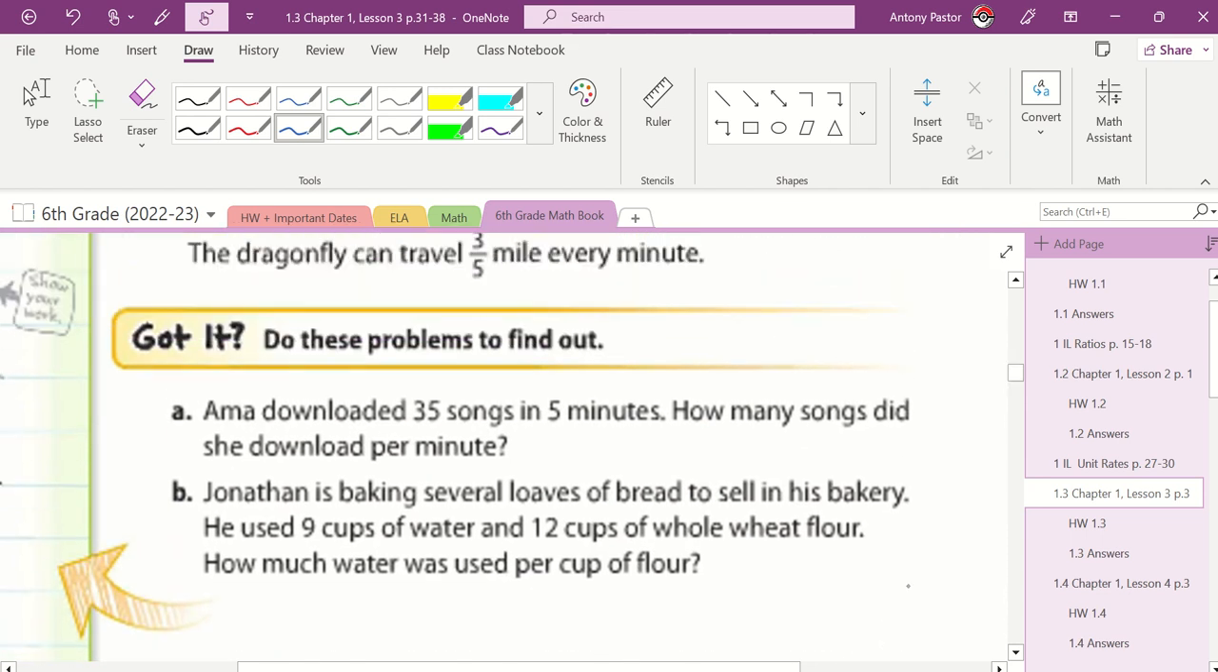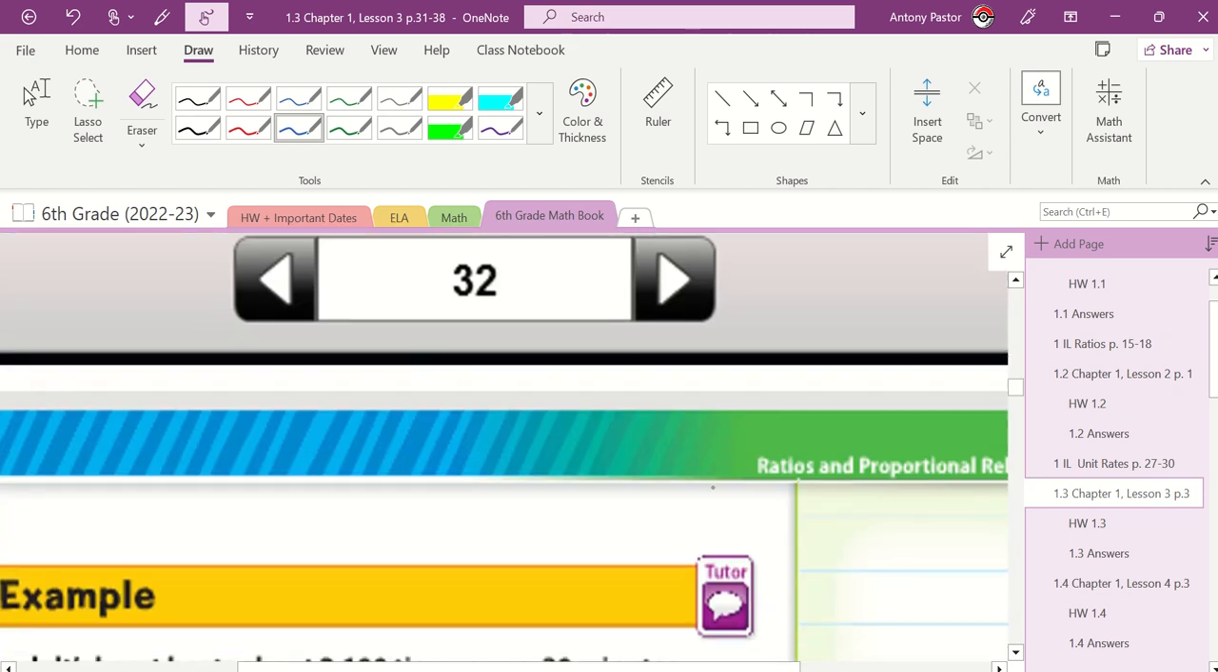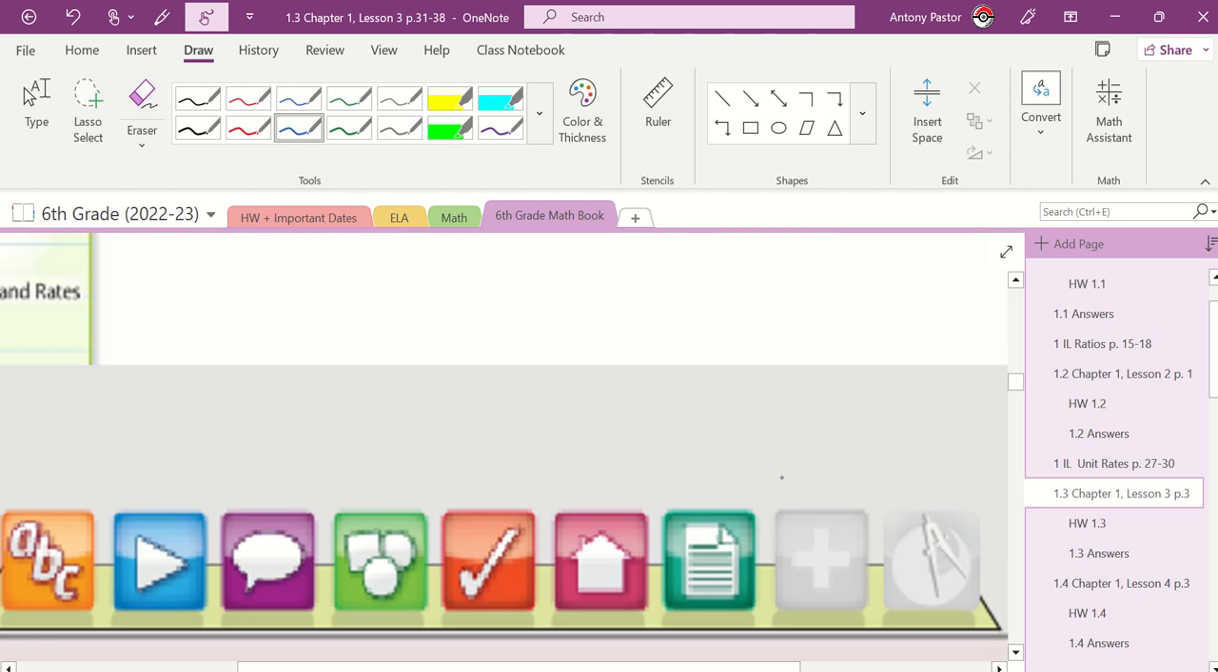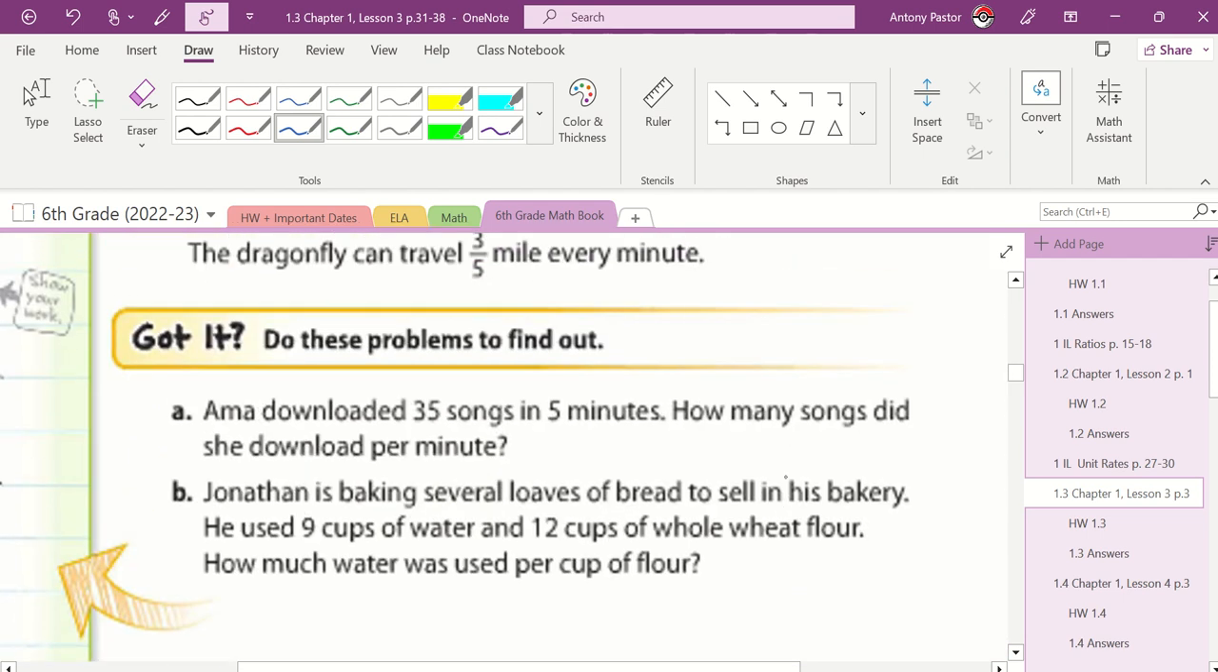Let's look at a few got it questions, and then we're going to look at some more examples. Amma downloaded 35 songs in 5 minutes. Now, I know you guys are going to say, how old is this curriculum? Who downloads songs? People used to download songs, so just go with this. How many songs did she download per minute?